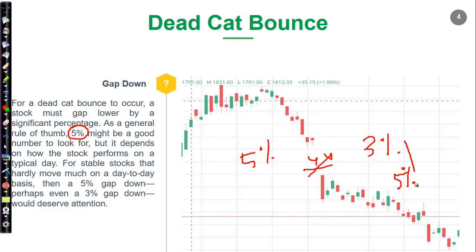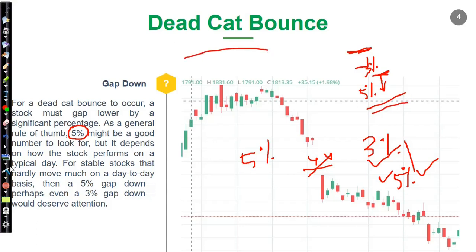Some stable stocks are not able to gap down by 5%, they gap down by 3%, but in the same day this 3% should reach near 5%. Like the open price was somewhere here, and this range was 3%, and in the same day price should continue to the downside and it should be a 5% gap down. So in that case we recognize it as a dead cat bounce.